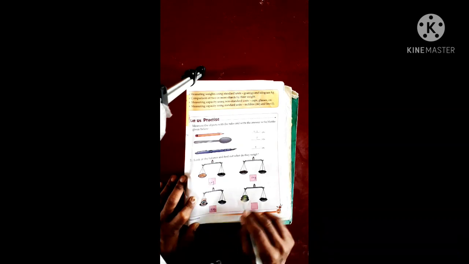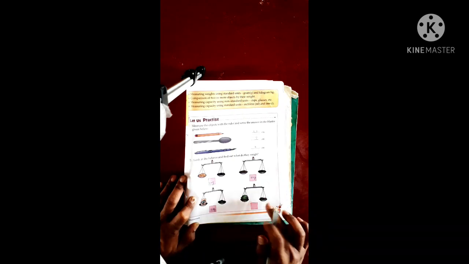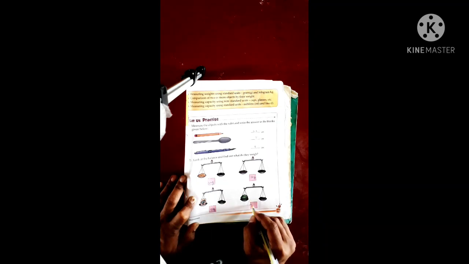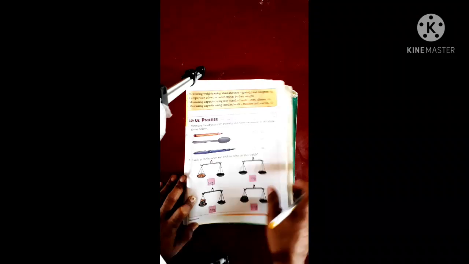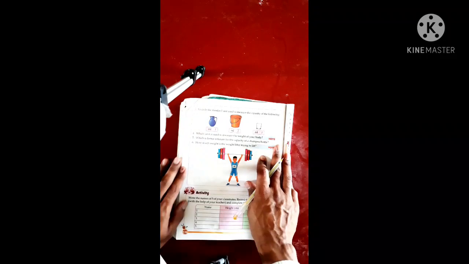And here in one pan a watermelon is there and here weights are there. See the weights, 2 kilogram and 2 kilogram makes 4 kilogram. So the weight of that watermelon is 4 kilogram. Now turn the page, textbook page number 146. Now we are going to solve it.